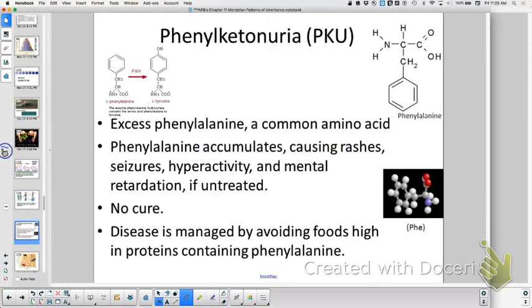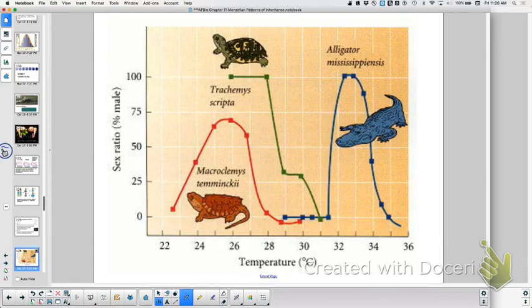PKU, whether you trigger PKU or not, has to do with the food that you eat. If you can avoid phenylalanine as a child, then you will not develop PKU. But if you eat anything with phenylalanine, which there's a lot of food that is high in phenylalanine, then you will develop PKU and die a very early death. Temperature dependent sex determination.